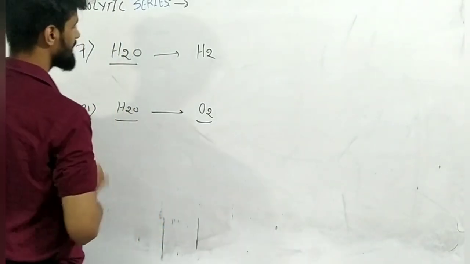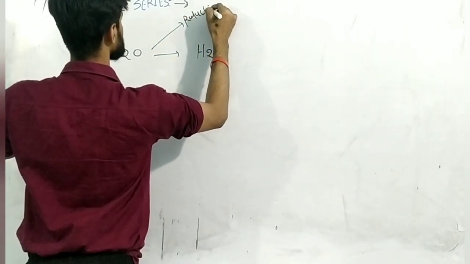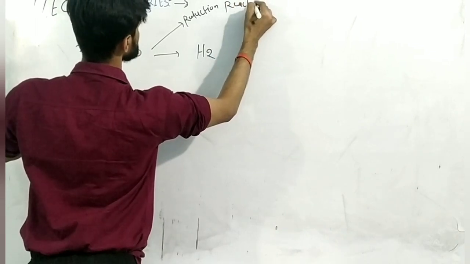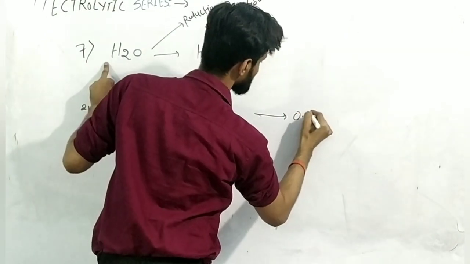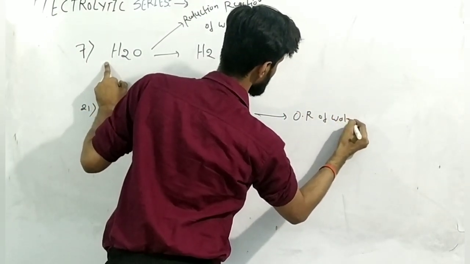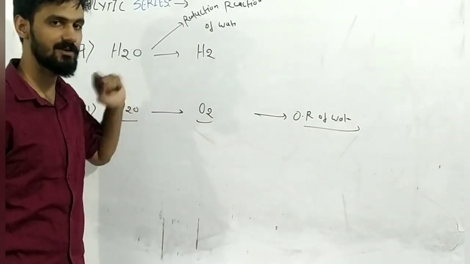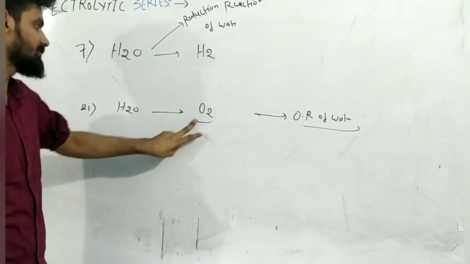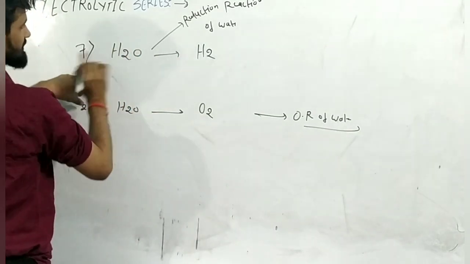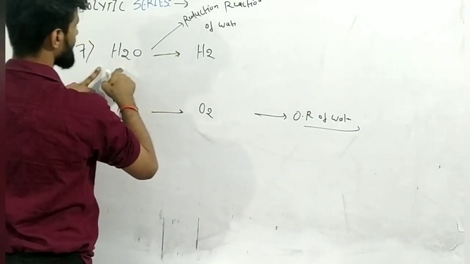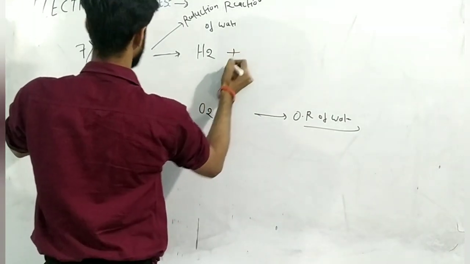Now, if water is going to reduce, this is the reduction reaction of water, and this is the oxidation reaction of water. If the examiner asks you to write down the reduction reaction of water, you have to make the product hydrogen, and if water is getting oxidized, then it will form oxygen. Now balance this chemical reaction. There is H2O, so just multiply it by 2.